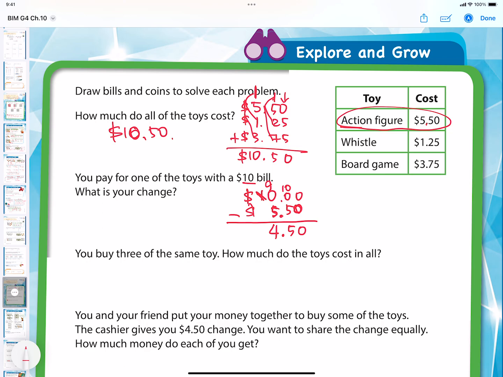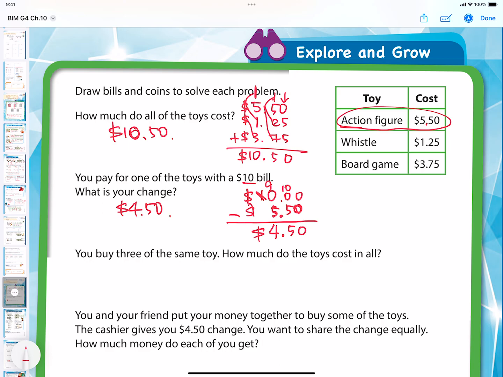So I just use this decimal, but actually and originally the process is the same. Okay, just align the decimal point and align according to the place value. Yes, okay, now I remember. All right, here. So the amount is what? $4.50. All right. I just picked a toy, okay? So if you want to pick this whistle or board game, go ahead, okay?